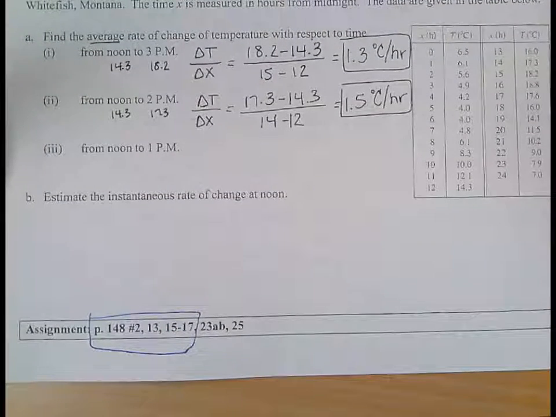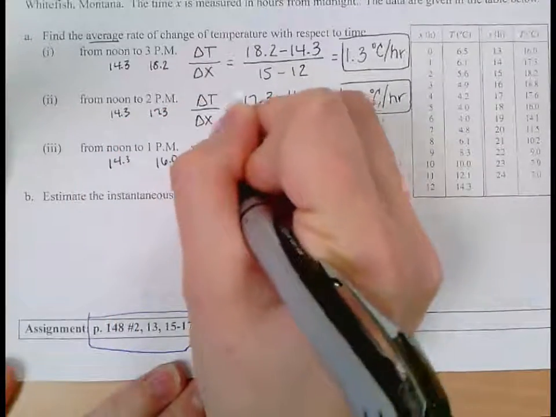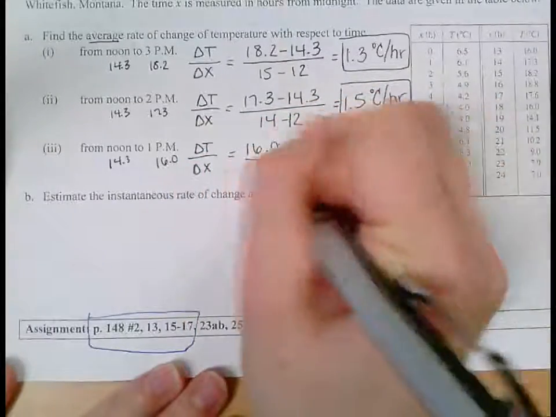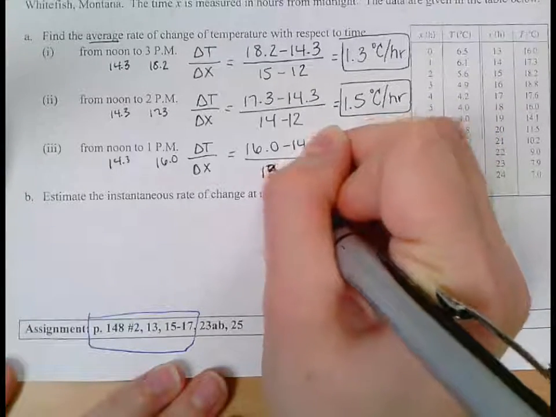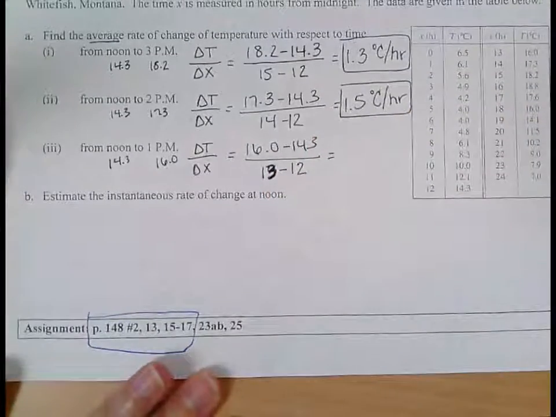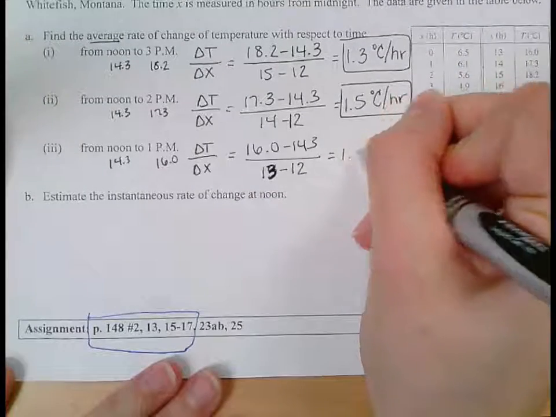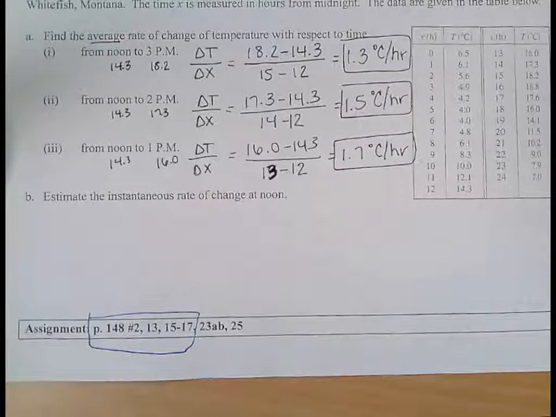And then from noon to 1 p.m., so 1 p.m. would be the x value 13, and that temperature was 16.0. Oops, this would be 13 minus 12, it's just a difference of 1 hour. So really it's just that difference in temperatures, and that would be 1.7 degrees Celsius per hour. So those are all average rates of change.